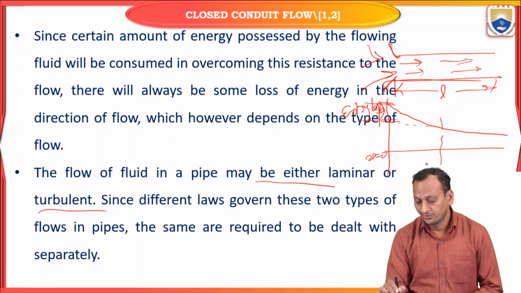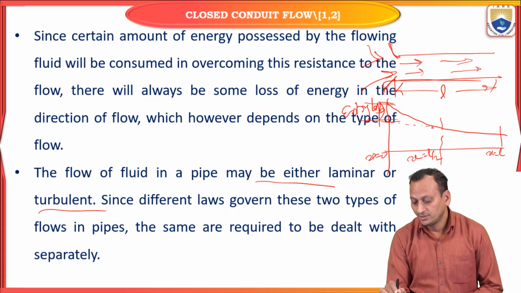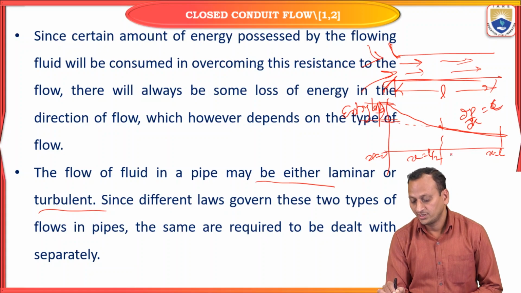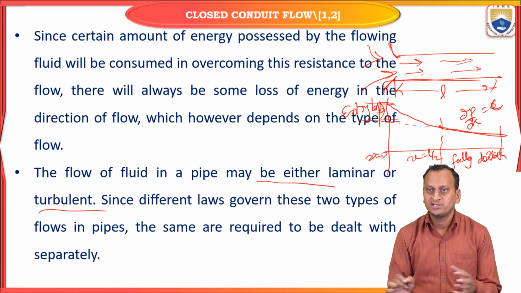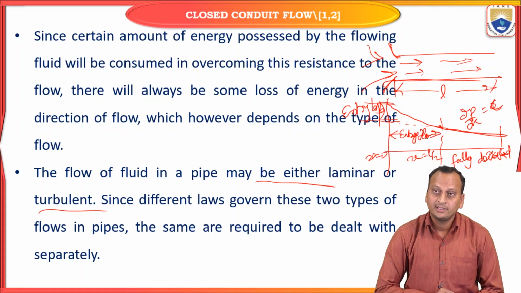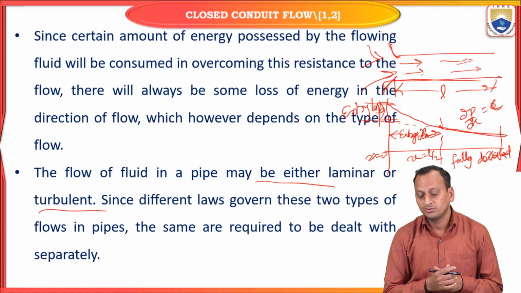Then consider x equal to L by 2 and x equal to L. From L by 2 to L, ∂P/∂x, the pressure gradient, is a constant. This region is known as fully developed flow. And here is the entry flow region, where there will be a loss due to entrance.